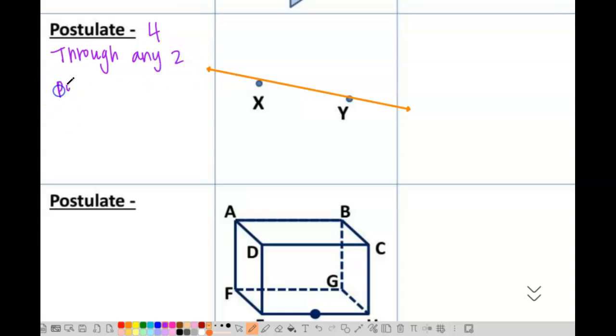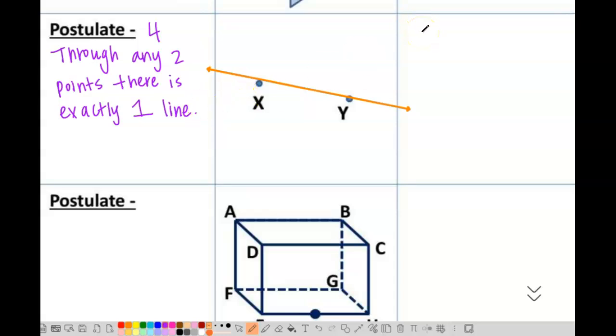Did you draw your line? Make sure you draw the line. Through any two points, there is exactly one what? Line. And y'all told me this at the beginning of class, so you already knew this one. Good job. Through any two points, there is exactly one line.